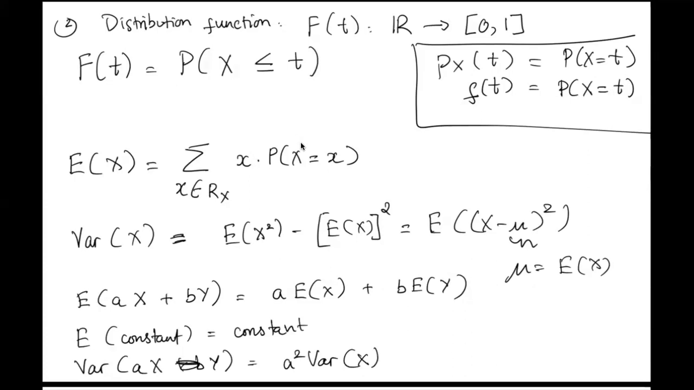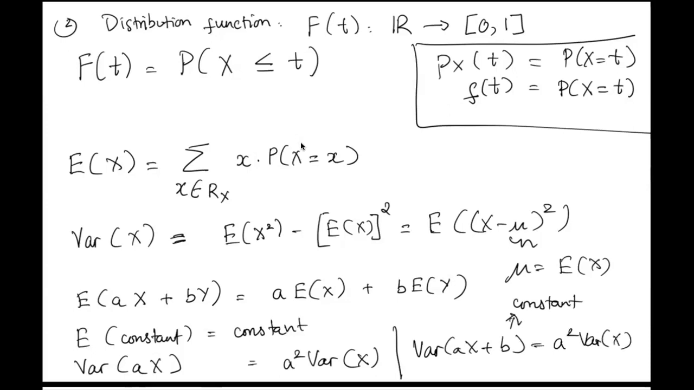Oops, actually not this one. I don't think you learned this yet. So the variance of ax will just be a squared multiplied by the variance of x. And then the variance of ax plus b, where b is some constant, is also a squared times the variance of x, because the variance of a constant is 0. If you think about it, a constant function only takes on one value, so the value does not vary at all. That's why its variance is 0.